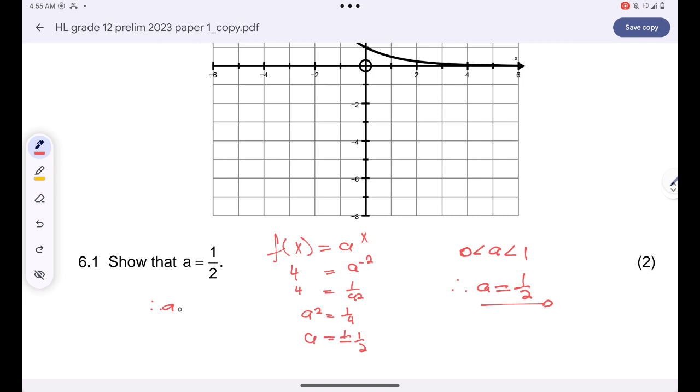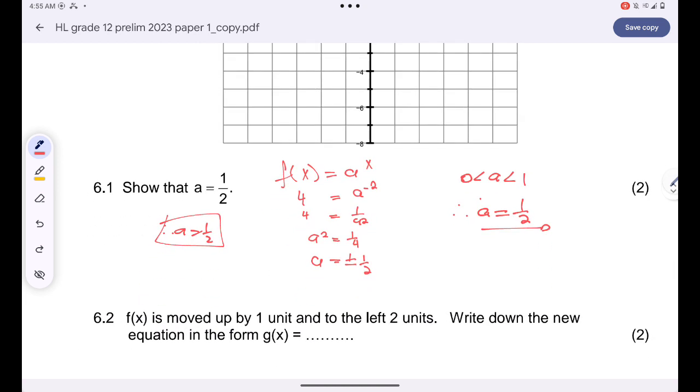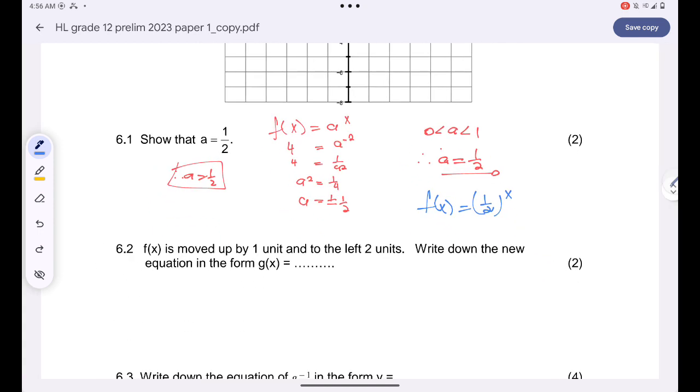So now I've shown that a is just equal to a half, and hence f of x, let me write f of x over here, and hence f of x is just equal to 1 over 2 all raised to the power x. Okay, f of x is moved up by 1 unit and to the left by 2 units. Write down the new equation in the form of g of x.